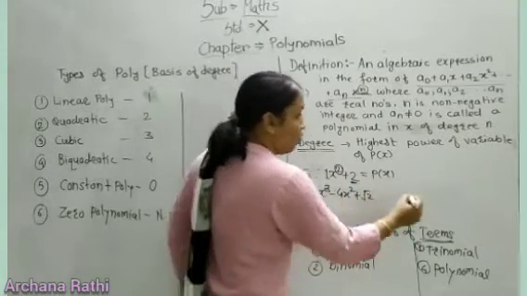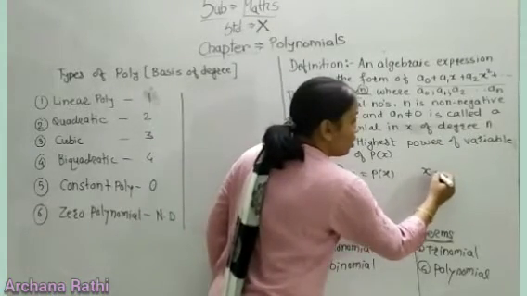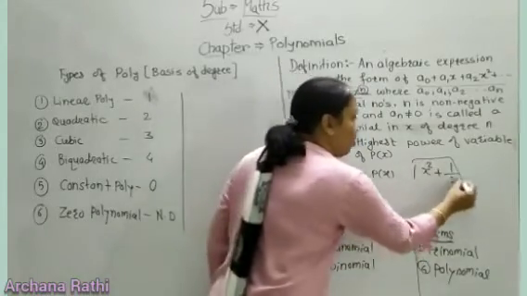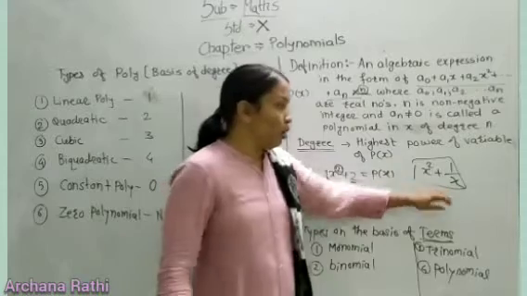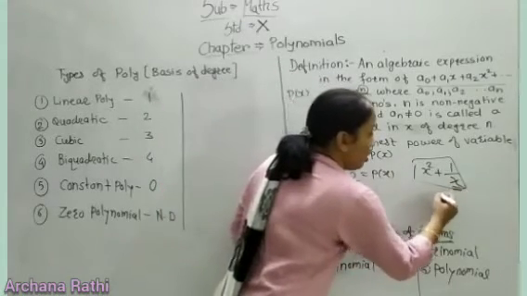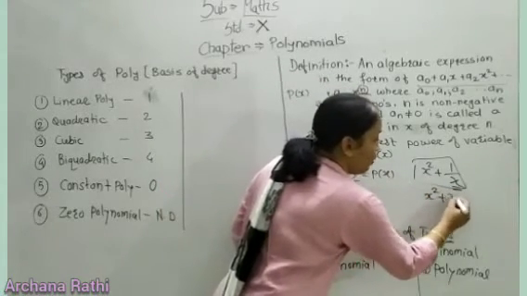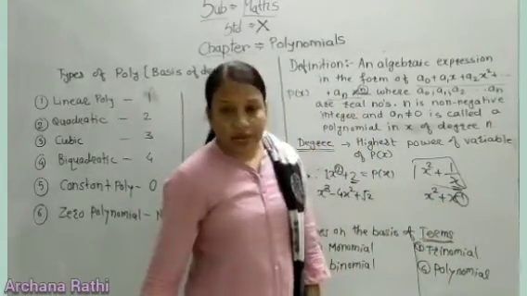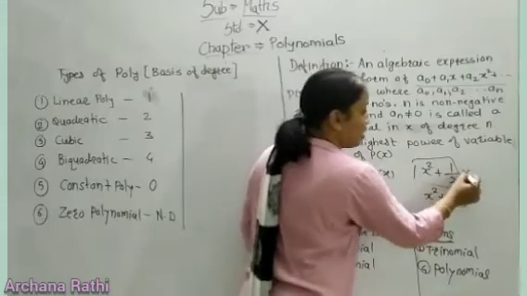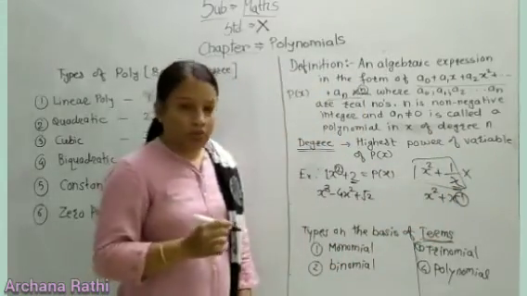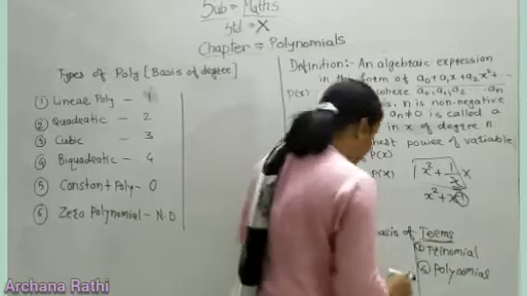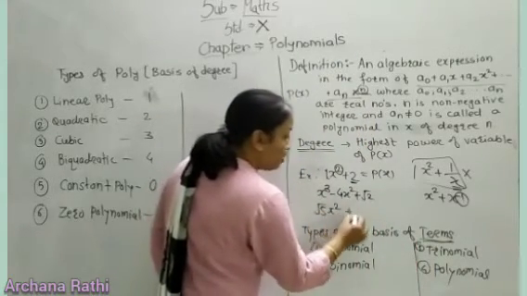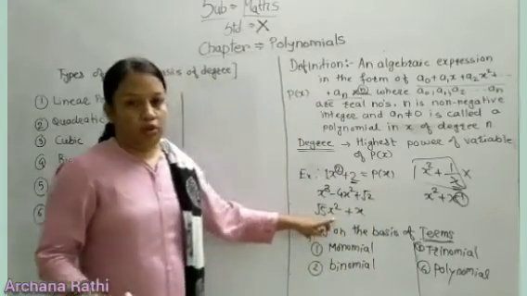Now what about x + 1, or x² + 1/x? Is it a polynomial? No, it is not a polynomial, because 1/x in standard form is x raised to the power −1, where the power of the variable is a negative integer. So this type of expression is not a polynomial. But don't forget, √2 or √5 times x² + x is a polynomial.